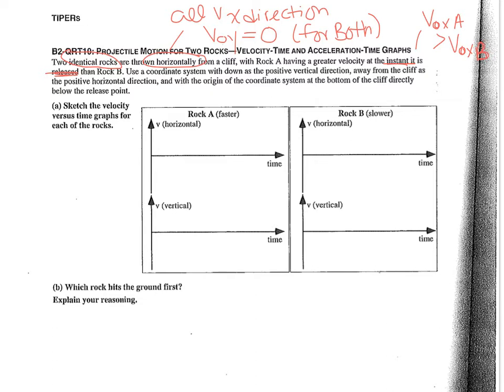Use a coordinate system with down as the positive vertical direction. So that means down here is positive y, and away from the cliff as the positive horizontal position. So this is plus x. And with the origin of the coordinate system at the bottom of the cliff directly below the release point. So if I'm talking about the path that the rock takes, one is dropped and one is projected and lands.